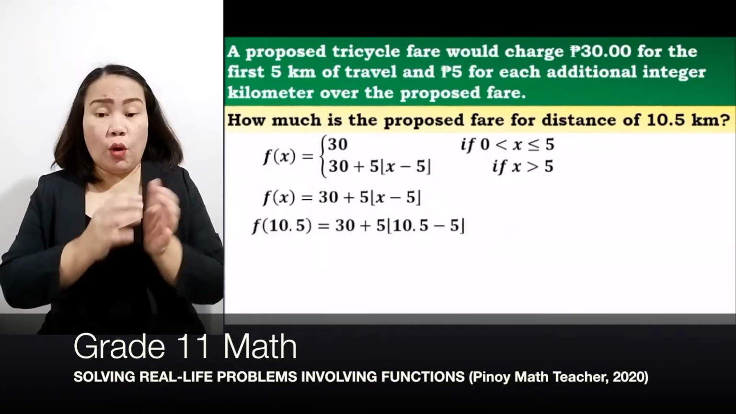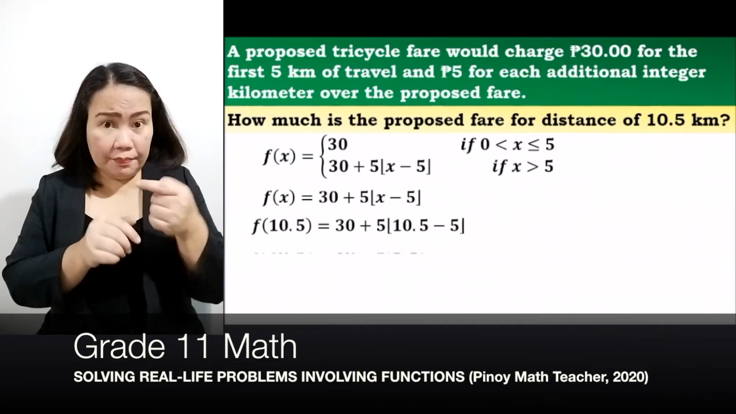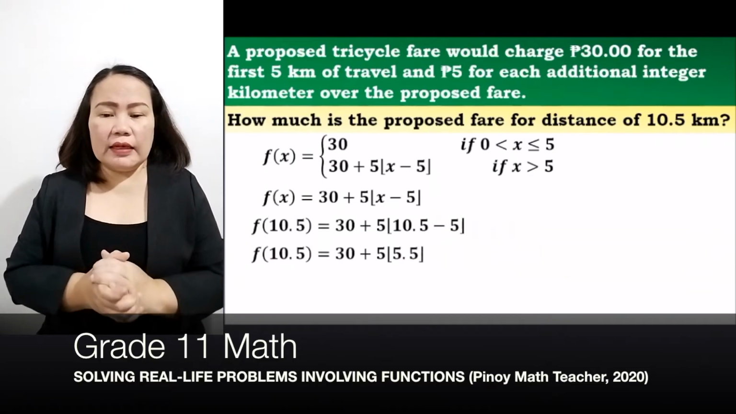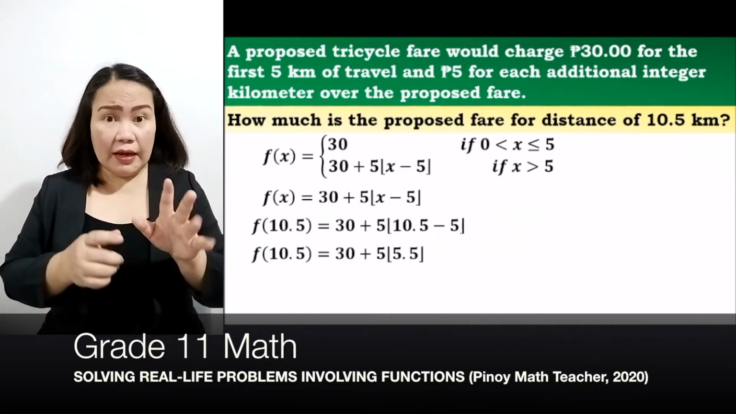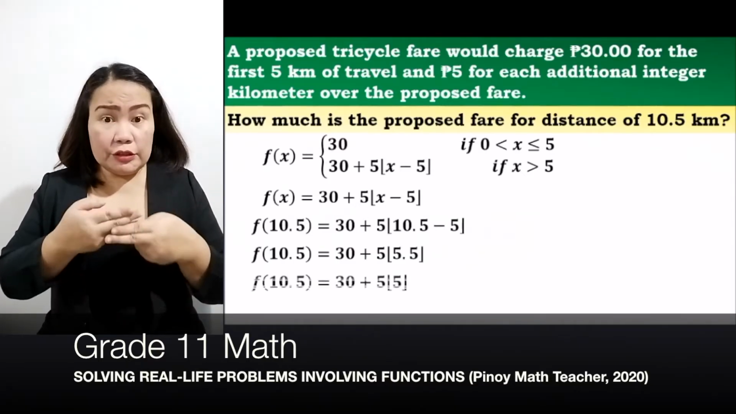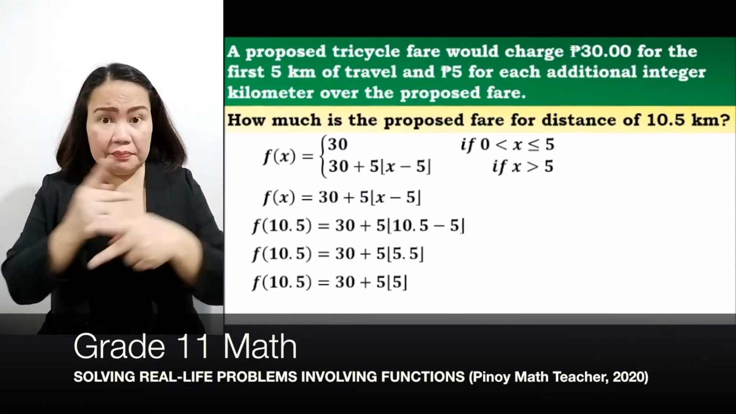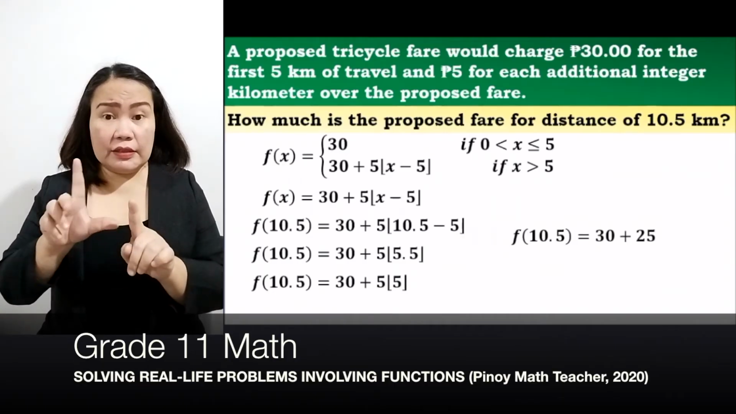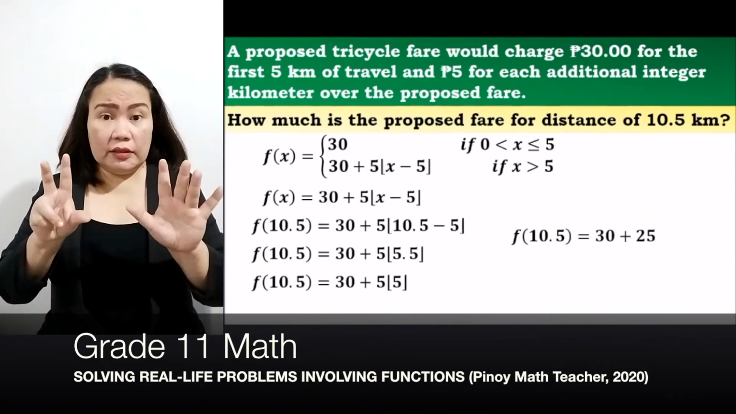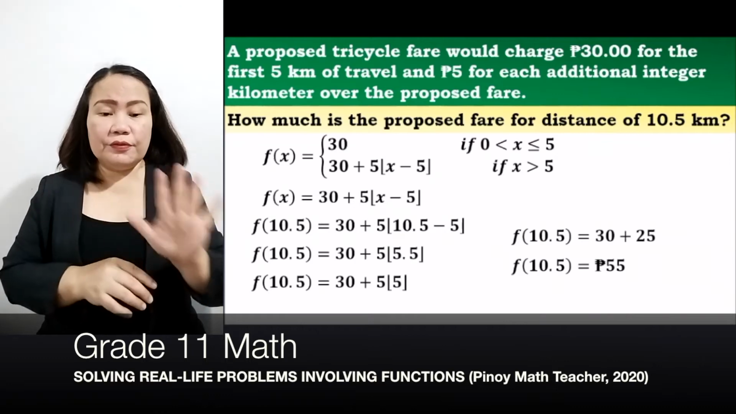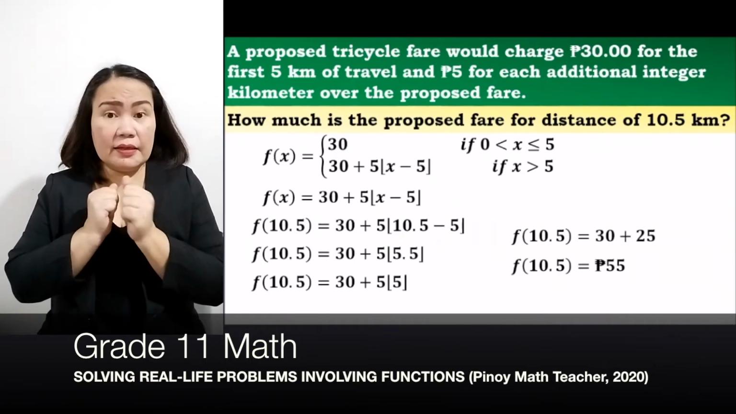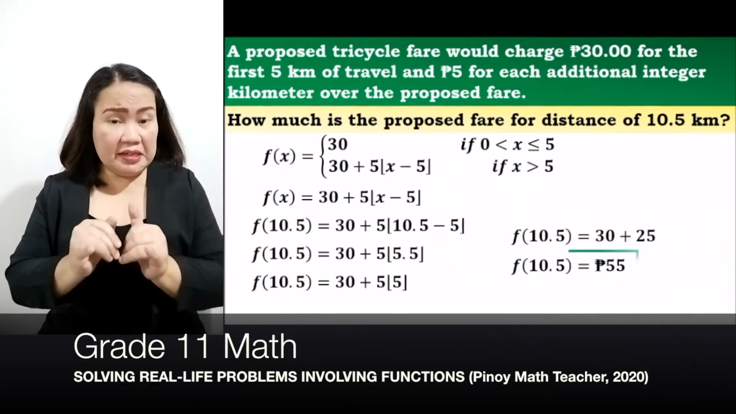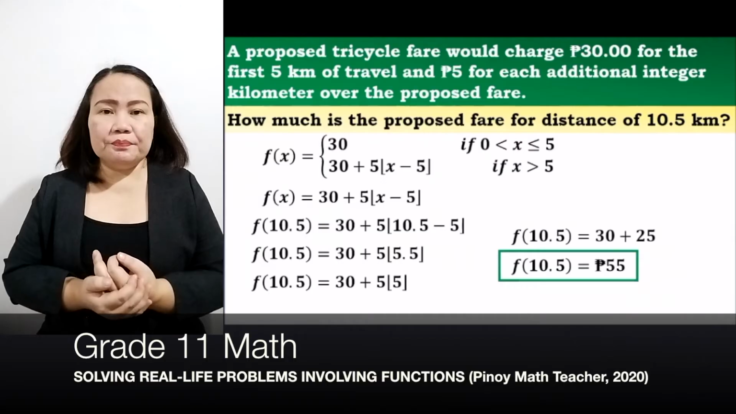Ayan. So kuhanin natin yung difference ng 10.5 at ng 5. That is 5.5. Sa greatest integer function, tayo ay magra-round down. Kaya yung 5.5, ito ay katumbas lang din ng 5. Next, kuhanin natin yung product ng 5 at 5. That is 25. And last, 30 plus 25 is 55 pesos. Ibig sabihin, kung naka 10.5 kilometers siya, ang kanyang babayaran pa rin ay 55 pesos.